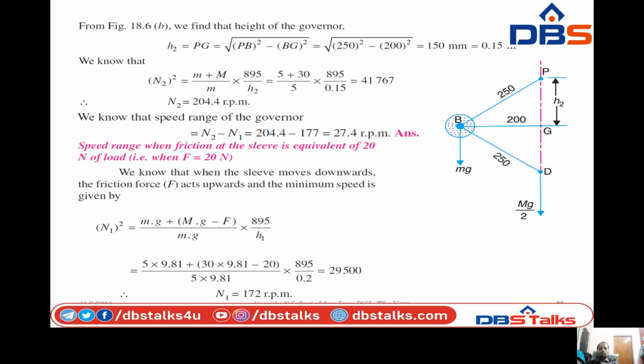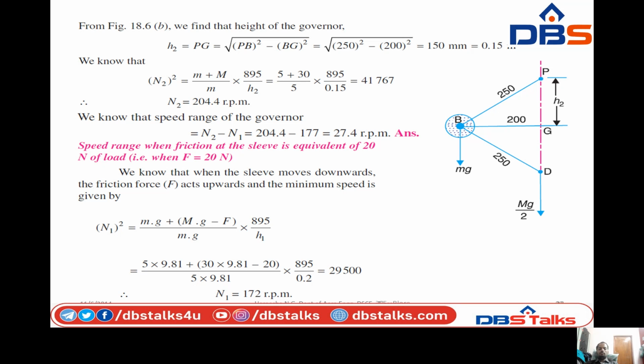Similarly, go for the maximum speed. N2 is the maximum speed of rotation of the governor. We know the height h2, based on the formula hypotenuse to adjacent, we get it as 0.15 meter. The same thing we need to substitute in the speed equation, that is (M plus m) by m into 895 by h2. We get N2 as 204. Then the range is the difference, N2 minus N1.